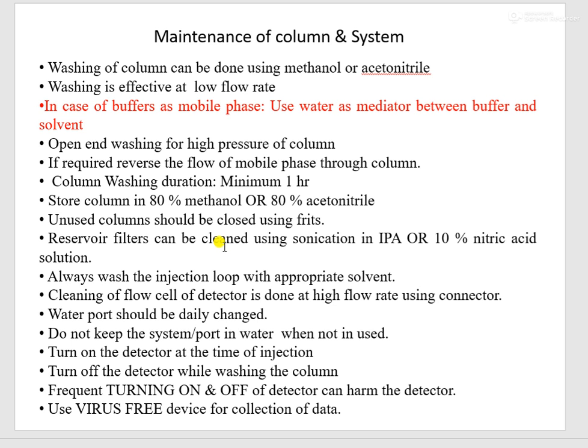Means you have to remove the filters from the reservoir. You have to take a beaker, and sonicate in isopropyl alcohol or 10% nitric acid. So when you sonicate it, if any impurity or clogging is there, that will be removed. And then again you have to wash the filter with methanol or appropriate solvent, then wipe it properly, then place it again into the reservoir. So for this process you have to remove the filters from the system. You cannot use IPA and 10% nitric acid in the system for washing purposes of filters.